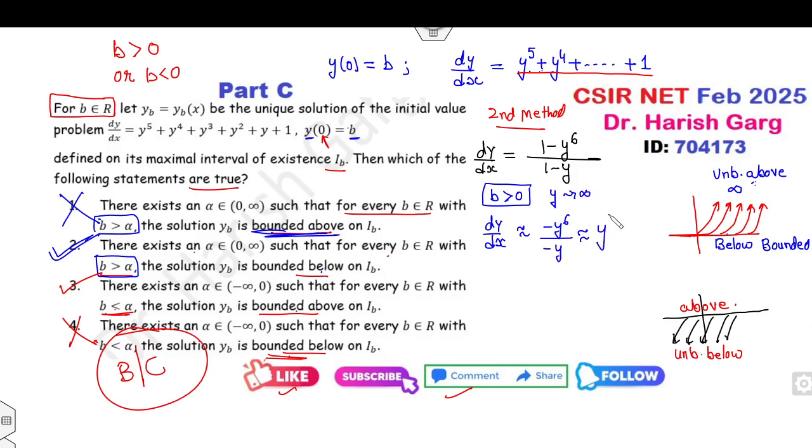Again you can see it is y raised to power 5. And again you can see it is positive, so it is increasing, and whenever it's increasing, it's bounded below. On the other hand, whenever b is less than 0, y approaches minus infinity. Again, dy over dx is approximately y^6 over y, that is again y raised to power 5, and it is again decreasing.